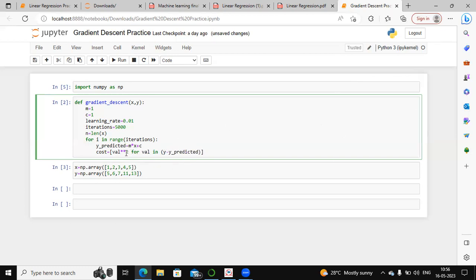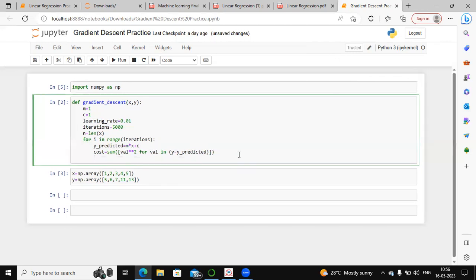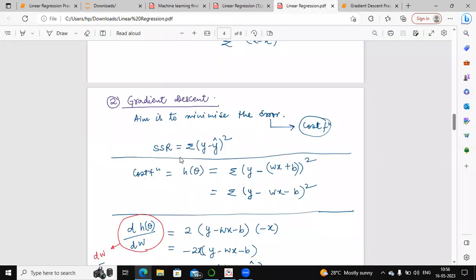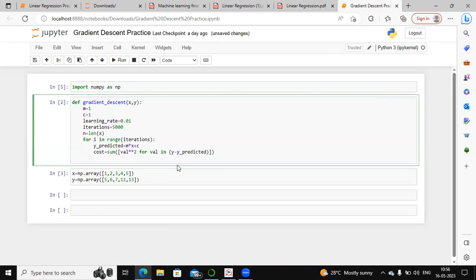So now, whatever value you get, you have to do the sum part. You'll get a list of values from this, and you have to add all the values, right? So the sum of this. And then after that, we have got the cost function, which is the sum of squared errors.